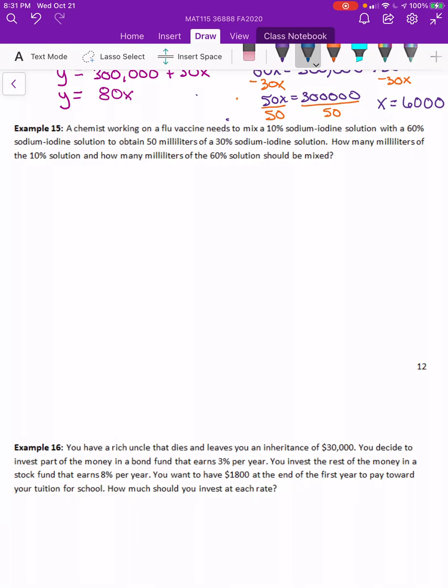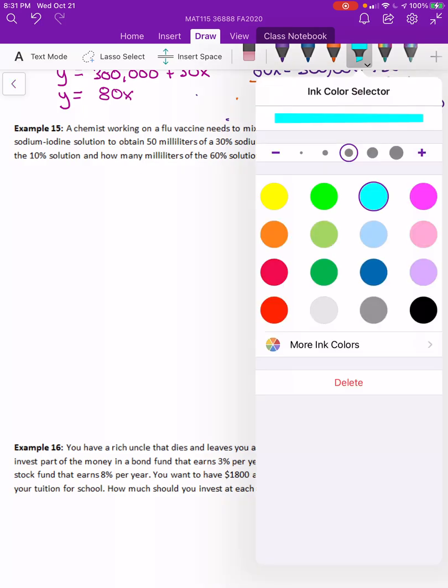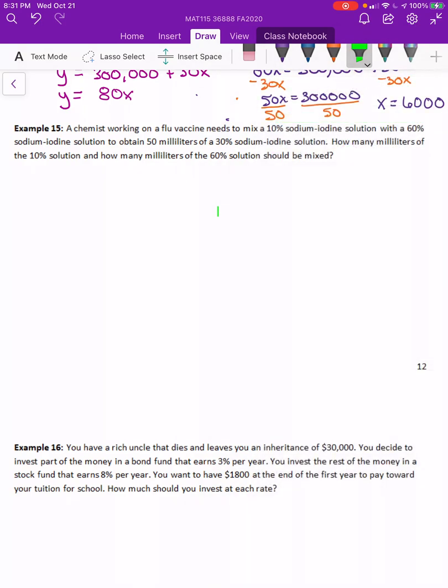So we've got a chemist that's working on a flu vaccine, and he needs to make a 10% sodium iodine solution. He's going to mix a 10% sodium iodine solution with a 60% sodium iodine solution to obtain 50 milliliters of a 30% sodium iodine solution. And we want to know how many milliliters of a 10% solution and how many milliliters of a 60% solution should be mixed. Okay, so that's our question. How many of each should be mixed?